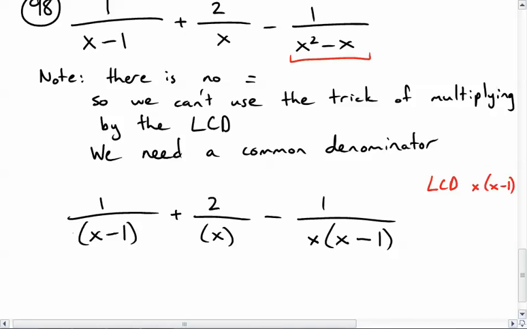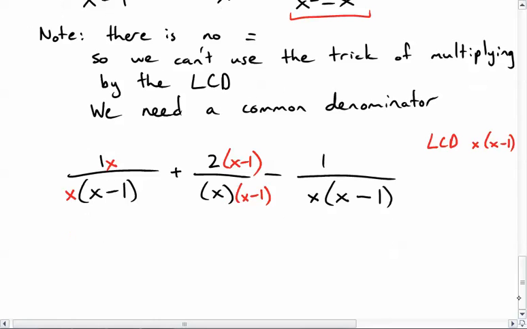So I need this denominator to have an x, but if I put an x on the bottom, I also have to put an x on the top. I need this denominator to have x and x minus 1, but if I add x minus 1 to the bottom, I also need to do the same on the top of the fraction. Okay, so then I'm left with three fractions, or three terms, that all have the same denominator.